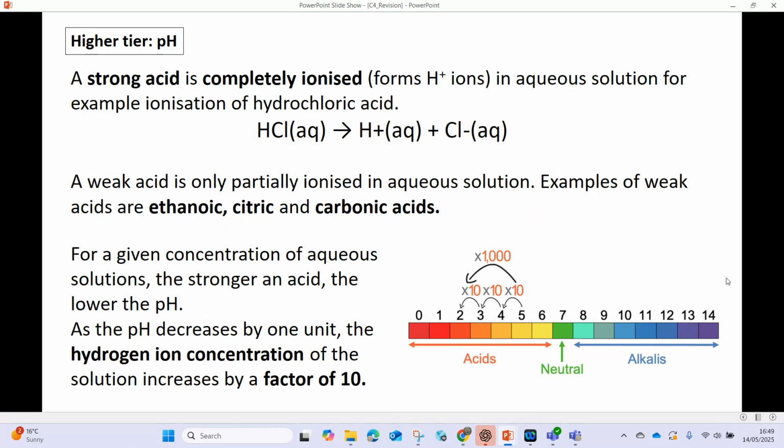A weak acid is only partially ionized in aqueous solution. And examples of weak acids are ethanoic, citric, and carbonic acids. When you've got an aqueous solution, the stronger the acid, the lower the pH. And each pH unit is actually a decrease of hydrogen ion concentration by a factor of 10. So if we could measure the hydrogen ion concentration, it changes by a factor of 10 each time we move down the pH scale.